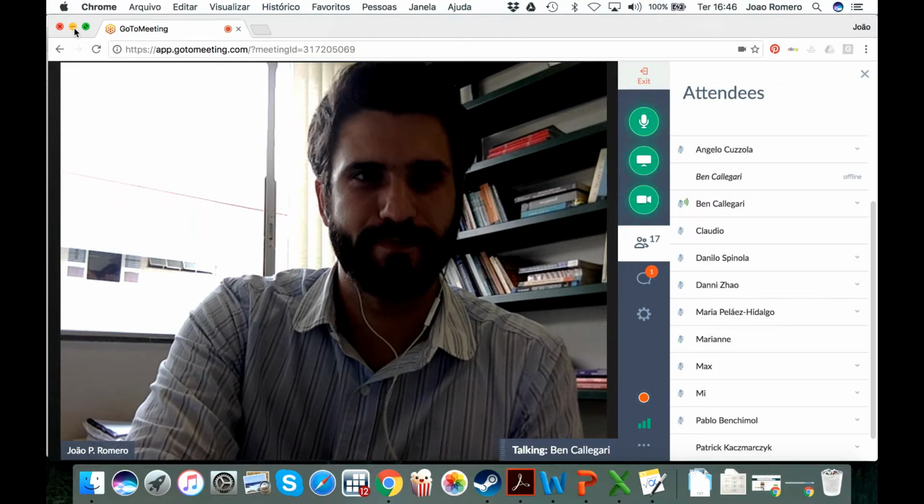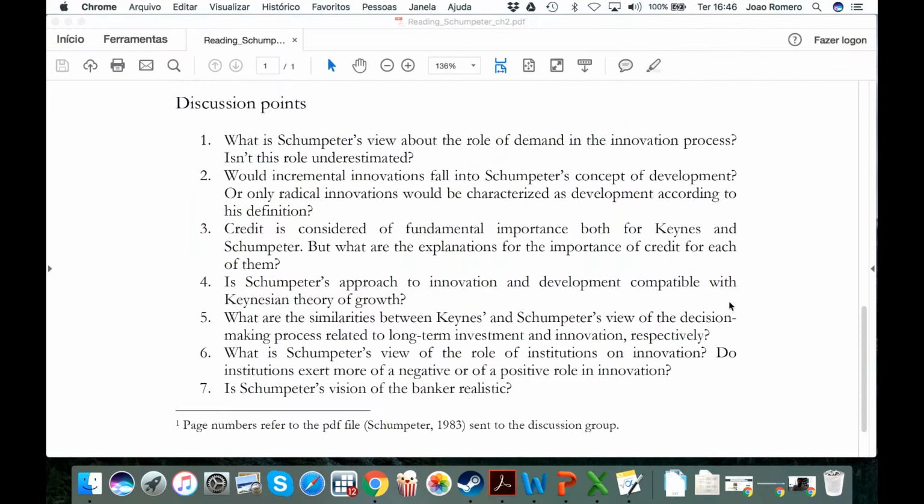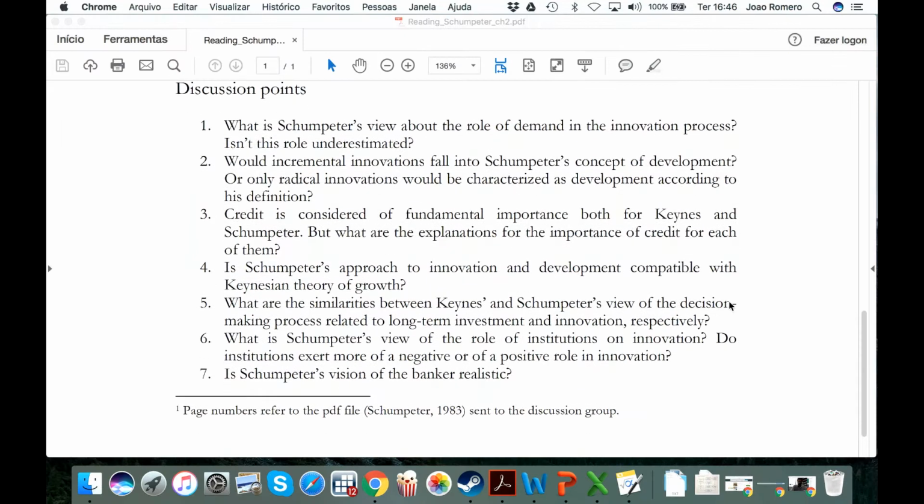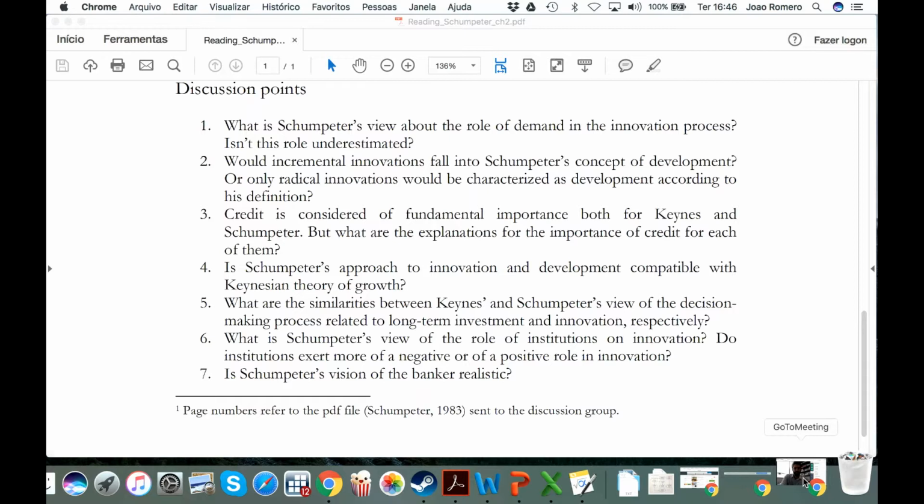Okay, so let's move on to the next point, which is turning our attention to the role of credit. Basically, the question here is how can we connect the approaches of Keynes and Schumpeter in terms of credit? It's important for both approaches, but for different reasons. And basically discuss a little bit how the importance of credit emerges for Keynes and Schumpeter, which is something that I think Ben already mentioned.